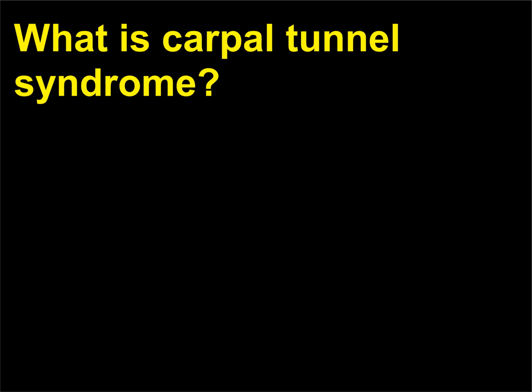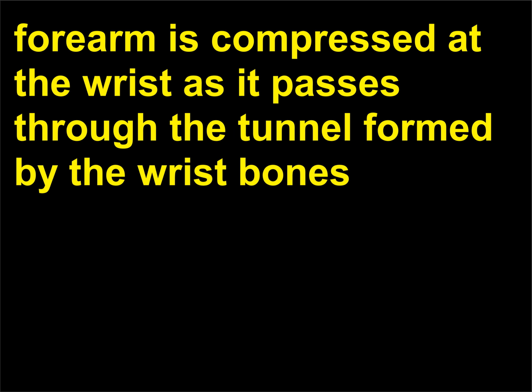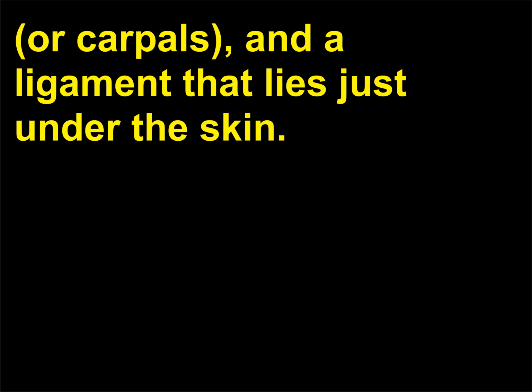What is carpal tunnel syndrome? Carpal tunnel syndrome occurs when a branch of the median nerve in the forearm is compressed at the wrist as it passes through the tunnel formed by the wrist bones, or carpals, and a ligament that lies just under the skin.